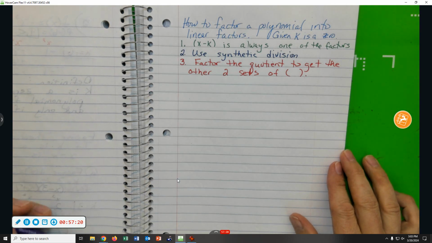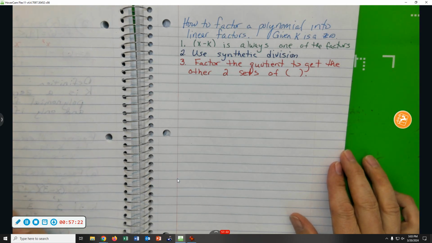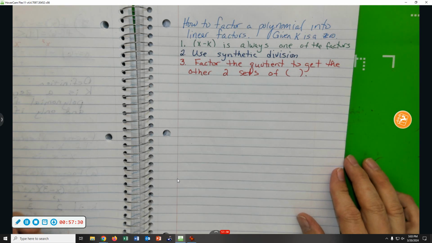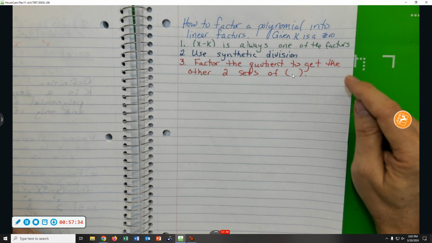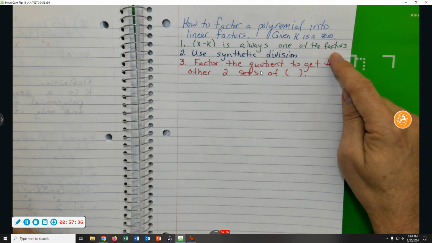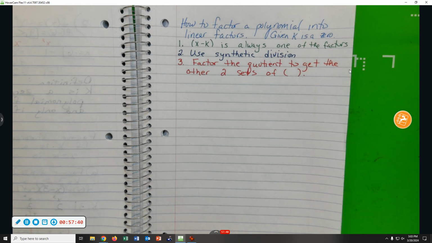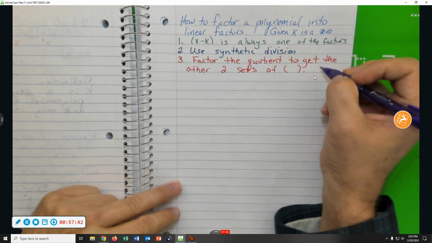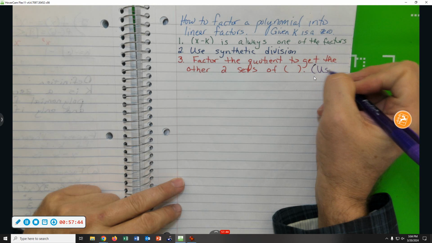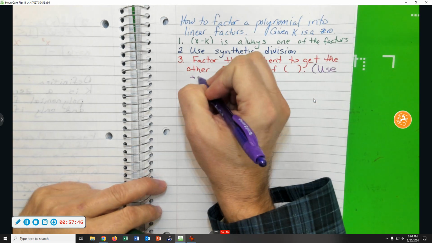Given k is a 0, x minus k is always one of the factors. Use synthetic division, then factor the quotient to get the other two sets of parentheses using trial and error. The thing that you'll get when you use synthetic division will be a quadratic. And so when you're factoring, you're going to use trial and error. I'll say use trial and error.